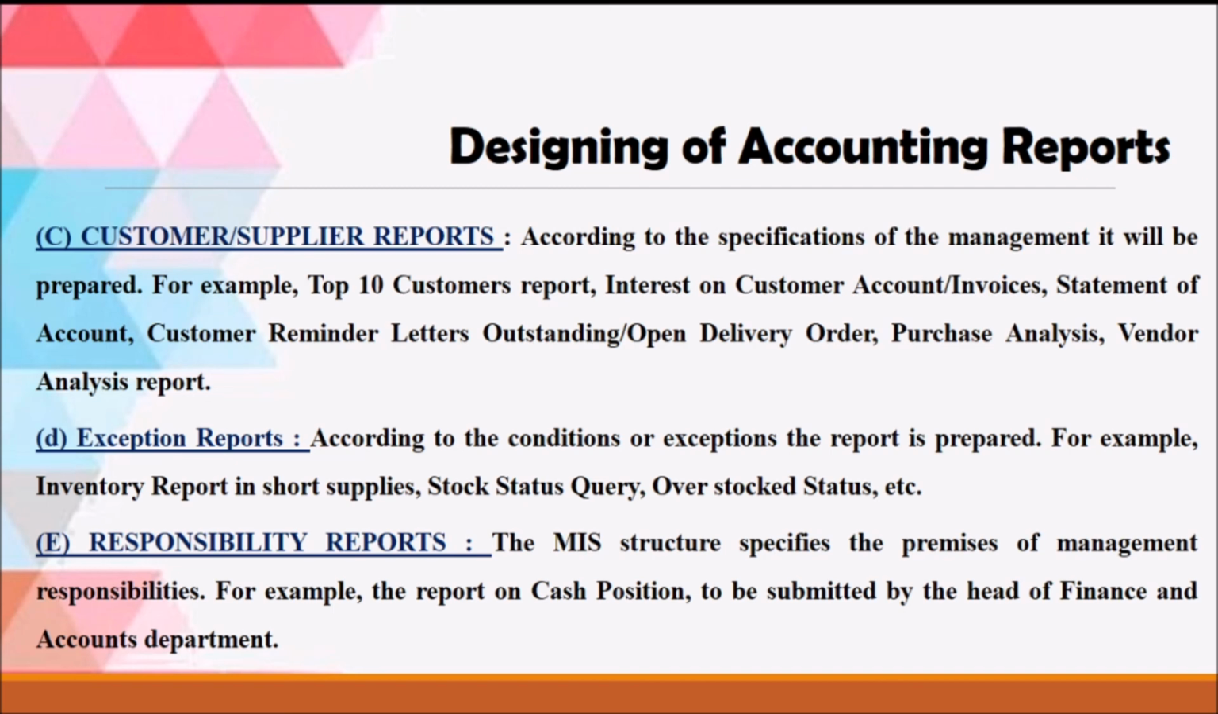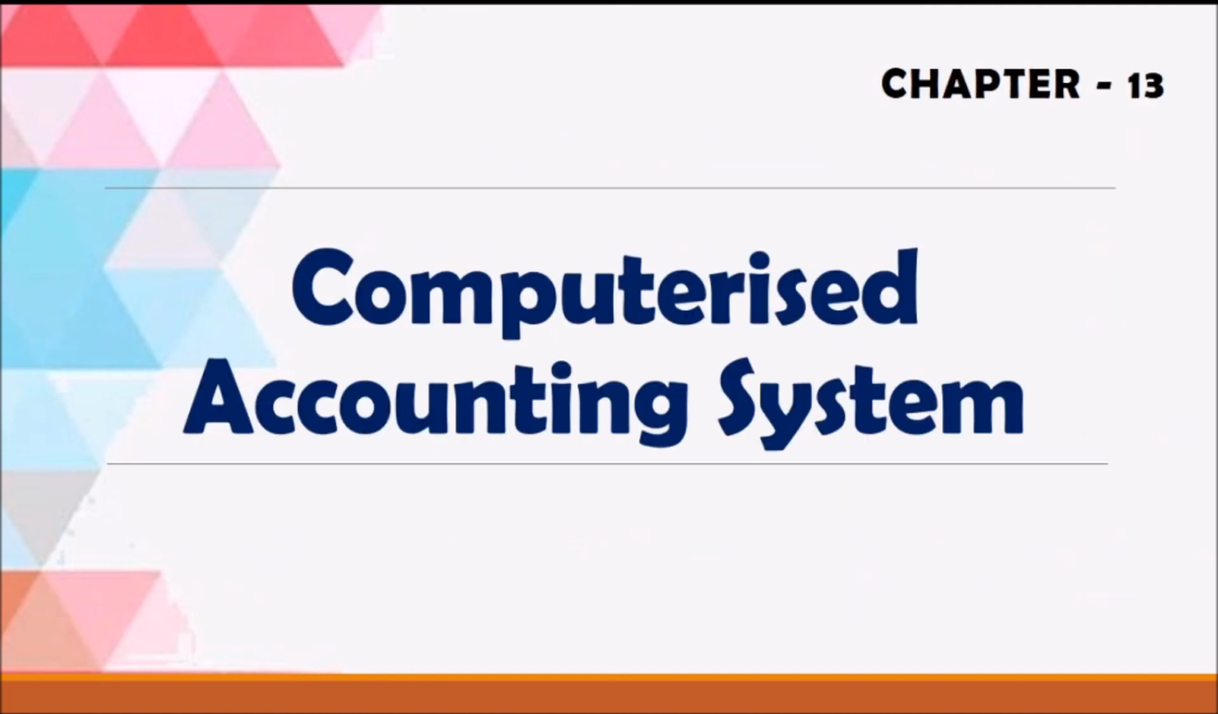Exception report will include reports like inventory report on short supplies, where the inventory or the material is supplied for a short period, and stock status queries, overstocked status, all these things it will include. Responsibility reports will include the management information structure, and it specifies the responsibilities of each element in an organization, whatever it may be. So designing these types of reports is very easy with the support of accounting system. So these are the things related to the role of computers in our accounting system.